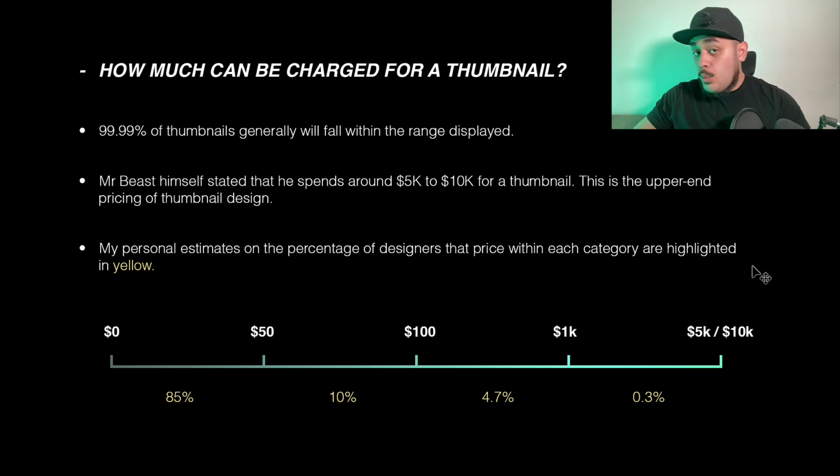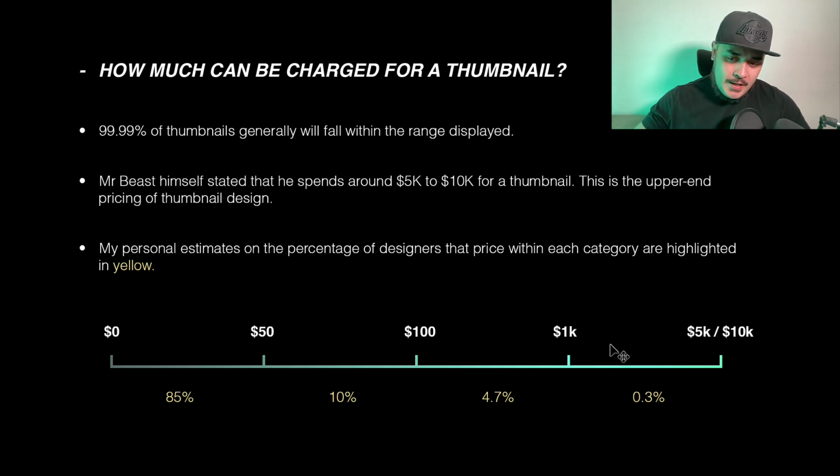As MrBeast is one of the most popular YouTubers, if not the most popular, I am stating his figures for the upper end pricing of thumbnail design. Now it's important to note that he did go ahead and spend about $5,000 to $10,000 for 3 versions of the thumbnail, which he could pick from at the end. So if we were to divide 5,000 by 3, that would end up being $1,500 to $1,600 per thumbnail. So he didn't actually pay for one thumbnail for just $5,000. With that cost came a couple of revisions or different options that he could pick from. So that's just something to keep in mind.